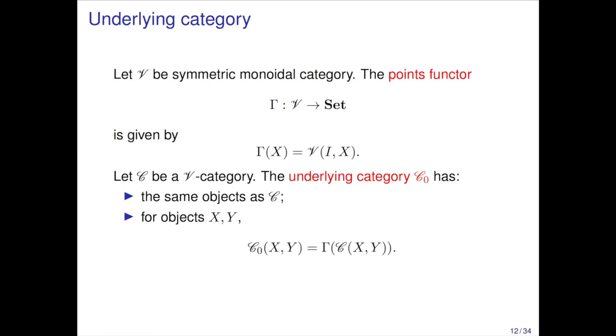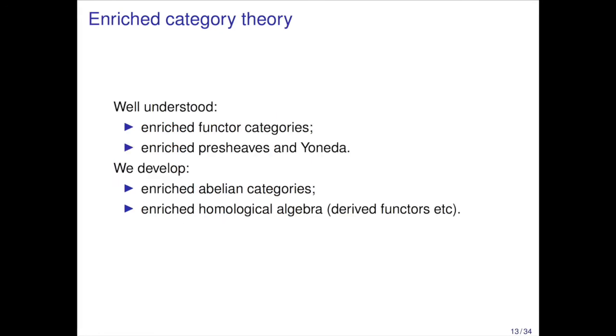Now, this is a very forgetful operation. It forgets a huge amount of structure. Enriched category theory is very well developed and well understood. For example, if you take two enriched categories, then the functor category is also an enriched category. And you can talk about enriched presheaves, the enriched Yoneda lemma, and all this. However, what I couldn't find in the literature was a suitable context for developing homological algebra, so I came up with some notions here.